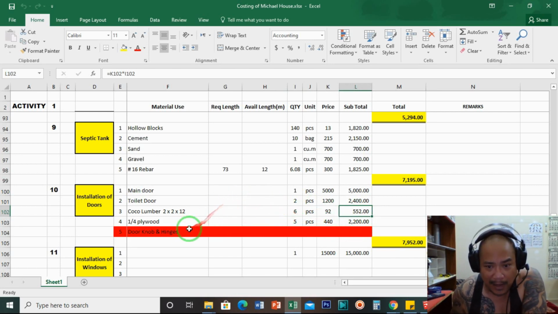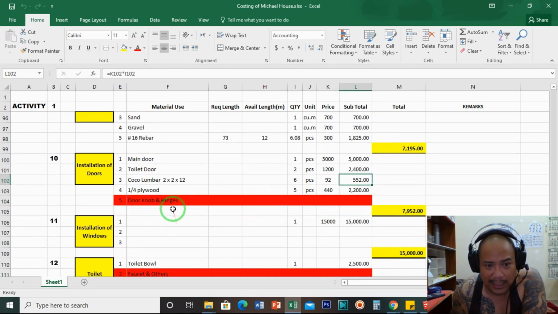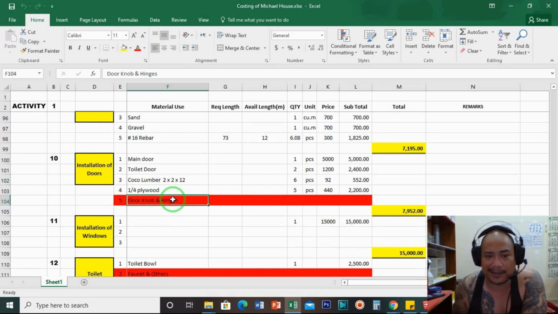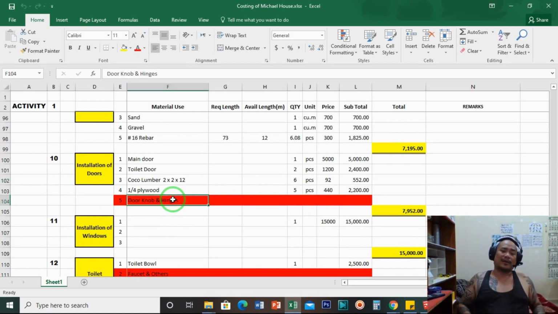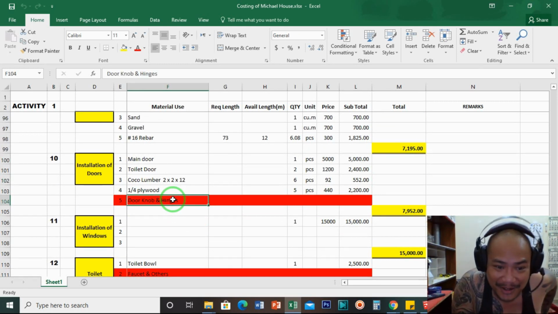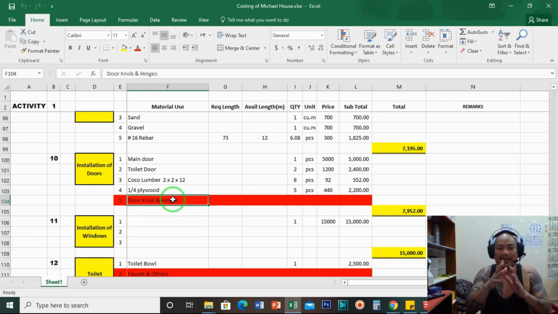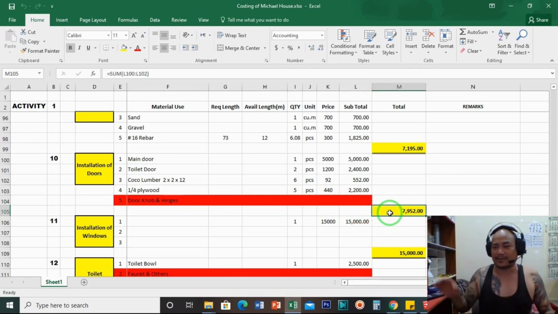And I did not include the prices for the hinges and the doorknobs, because I don't know what the price for the hinges and doorknobs is today. So in this installation of doors, the cost of materials is around 7,952.